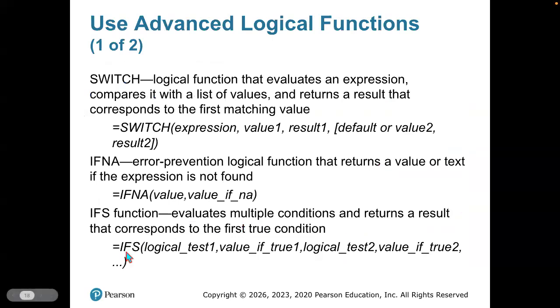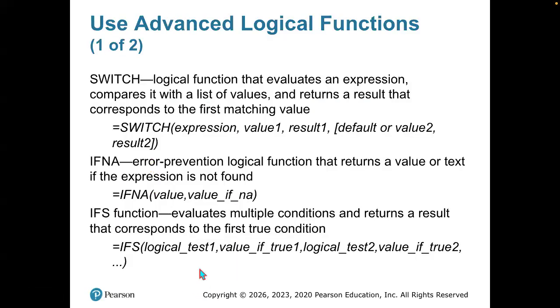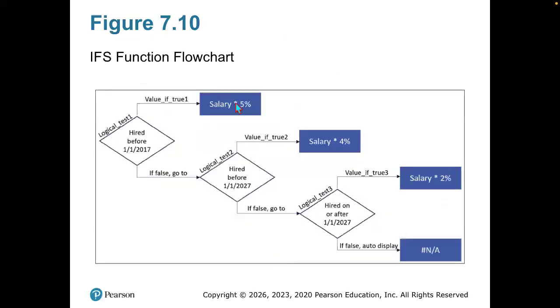Let's say we wanted to actually format the way that that would look, right? We're going to essentially say the logical value first. The test is what we're testing, if, let's say, the date is before January 1st, 2017. That's the first parameter. The second parameter is going to be the value if that's true. That's going to be salary times 5%.